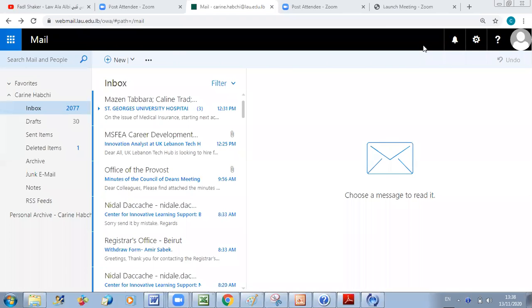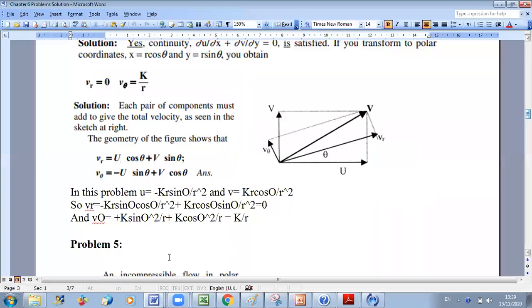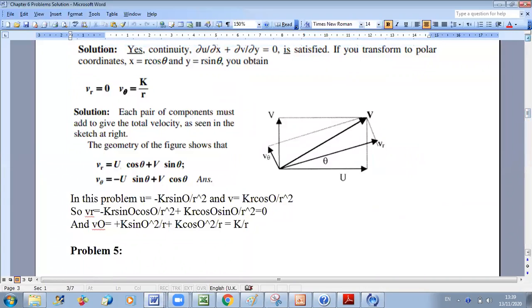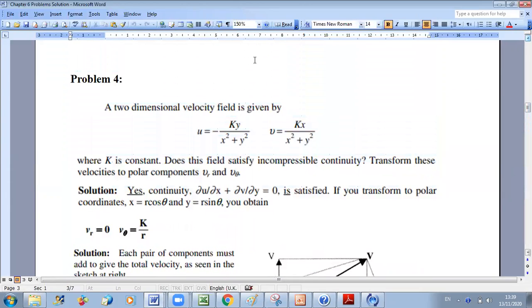Problems on chapter 6. Okay. Last time we were doing this problem. We want to change from an expression in rectangular coordinates to polar coordinates.